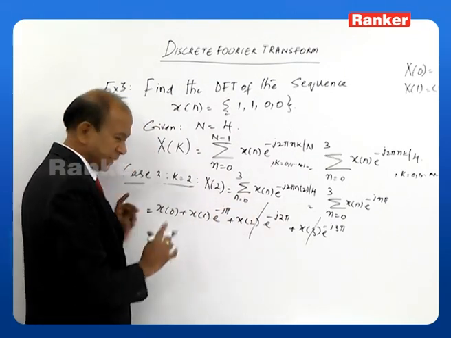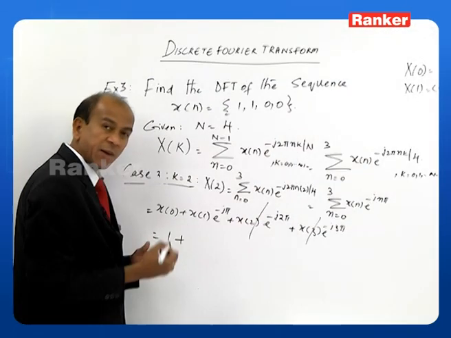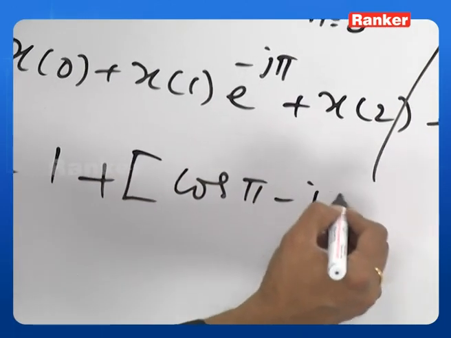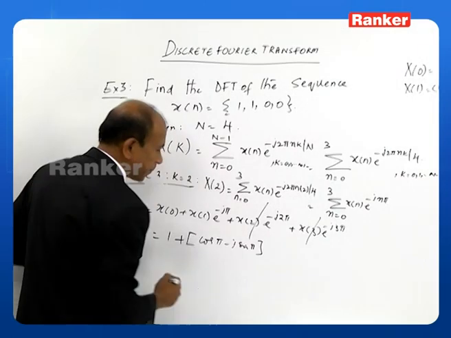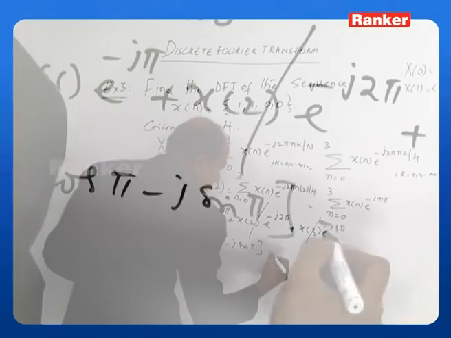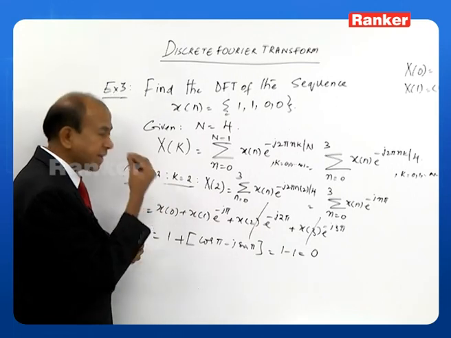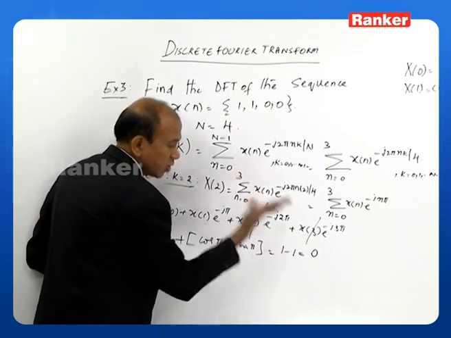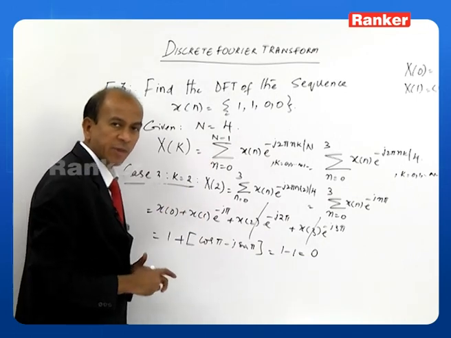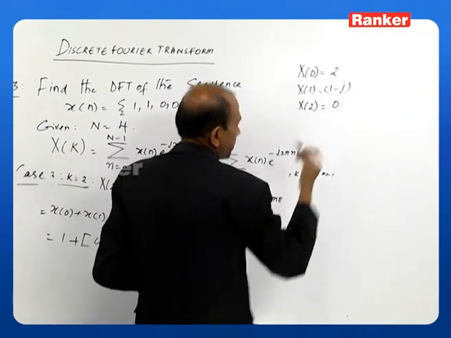Now let us concentrate on this. So this, as you are all aware, this is 1 plus, now this is again e to the power of minus j pi, and I can write it as cos pi minus j sin pi. Okay, so cos 180 is minus 1. So this will be 1 minus 1. So this will be equal to 0. So X of 2 for us is 0. Now let the camera move on to that side. I'll write it on the top there. So this is now X of 2 is equal to 0.